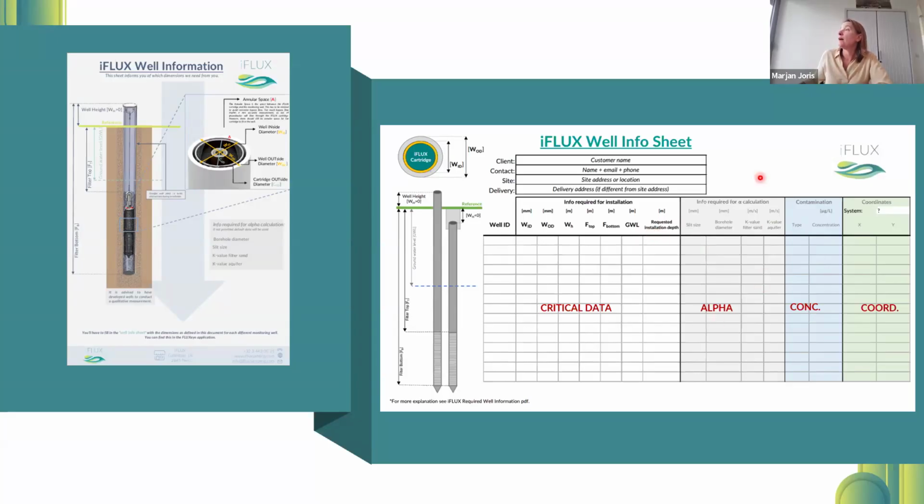What else do we need? We also need information about the permeability of the soil and the filter pack, as well as the borehole diameter and the well diameter. This information we use to correct for flow field distortion. It's not needed upfront, but this information will help us to deliver accurate results, and also gives the possibility to compare results in different types of wells on site. Let me explain that a little bit more in detail.